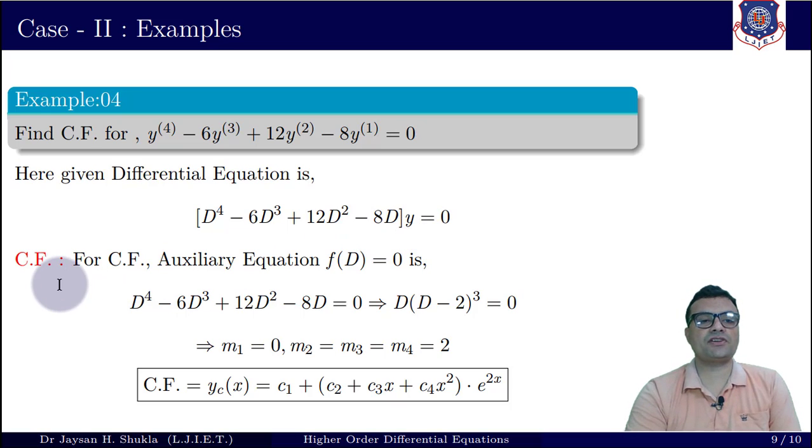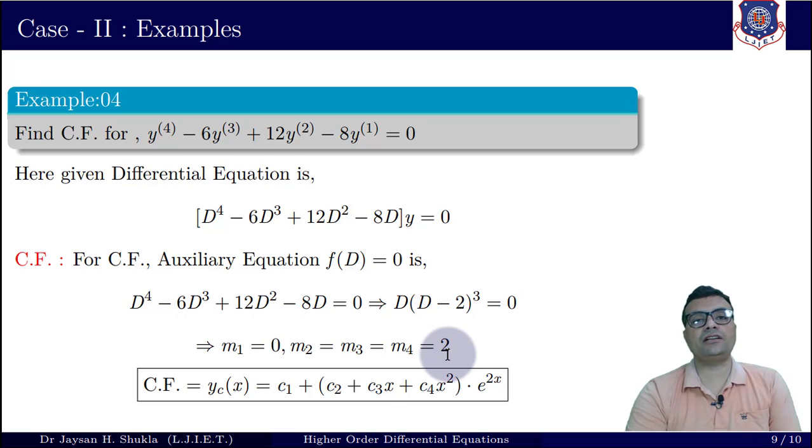Considering the complementary function, the auxiliary equation is f of D equals 0. Now, considering the left hand side and factorizing it will give you D into (D minus 2) whole raised to 3 equals 0. Which simply means that we have one root from this part which is 0, and 3 roots from this part which are repeated with value 2.